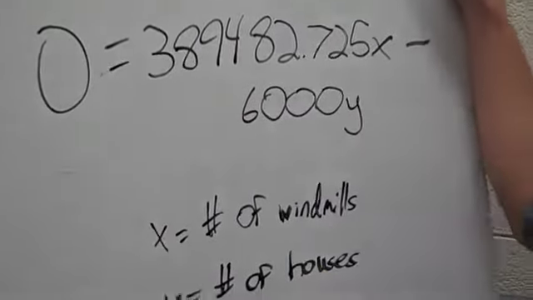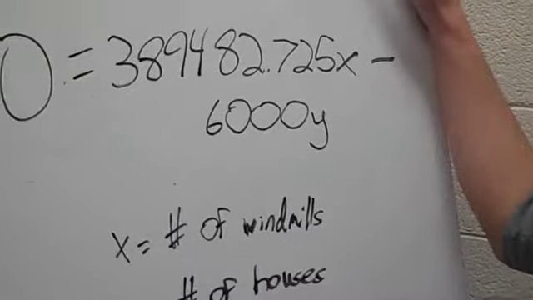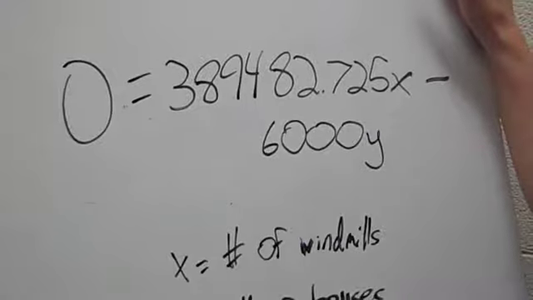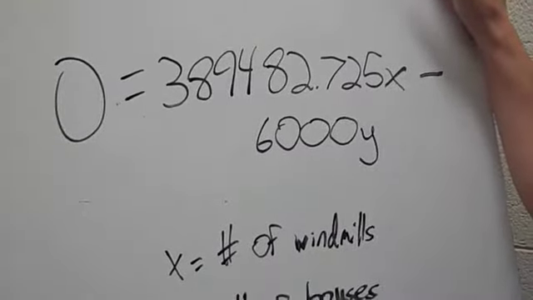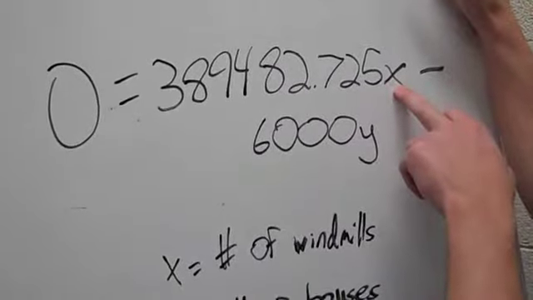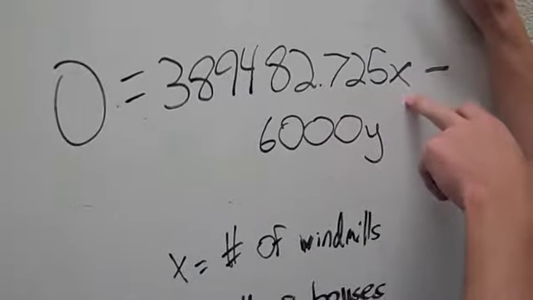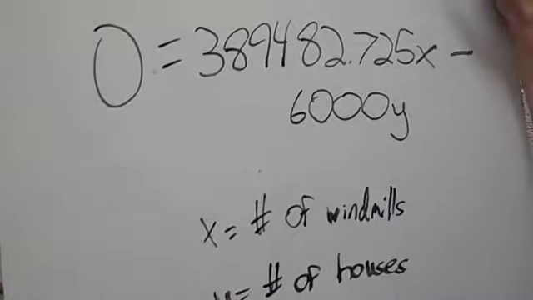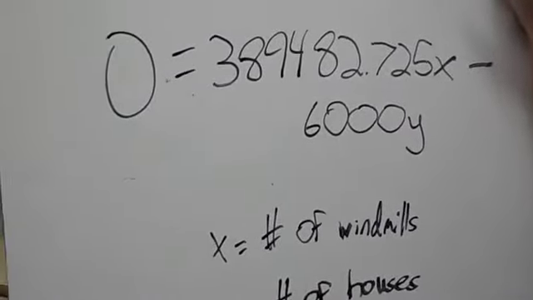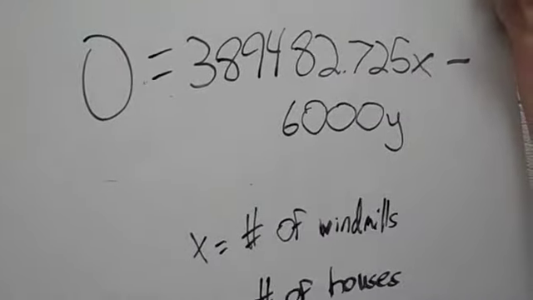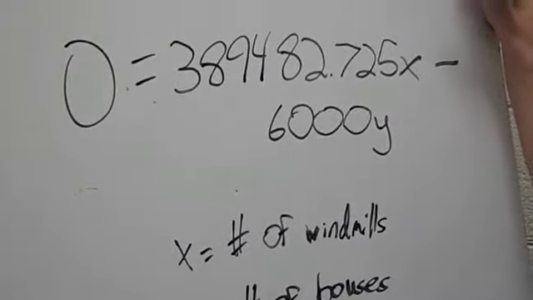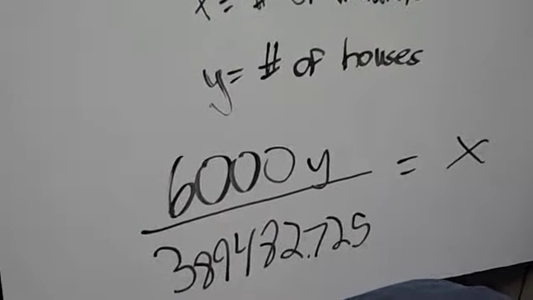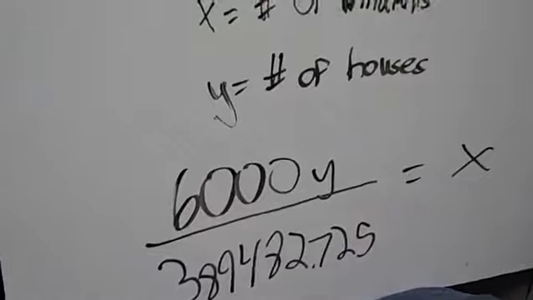From our previous equation, we were able to find that one windmill produces this many kilowatts, and from physics.uic.edu, we found that the average home in America uses 6,000 kilowatts per year. Then we let x equal the number of windmills and y equal the number of houses in Bloomington Normal, and set it equal to 0 because we want the energy to equal out. We solve for x and get the equation 6,000y over 389,482.725 is equal to x.